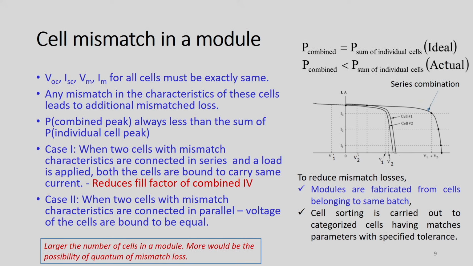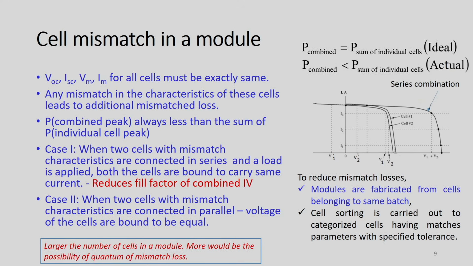So, what is cell mismatch? If two or maybe three cells we consider have characteristics that are not the same, then they are different. So if they are connected in series, their behavior will be different. What happens when we connect cells in a module in series or in parallel? The characteristics of the cells have to be identical.